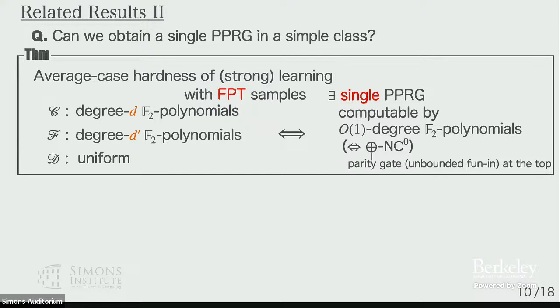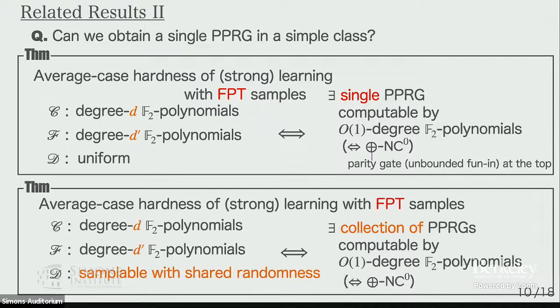And we consider the uniform example distribution. We can also show that if we change this uniform example distribution to a general samplable distribution with shared randomness, then we can characterize the existence of a collection of PRGs computable in the same class. So in other words, we can characterize the difference between a single PRG and a collection of PRGs in the class parity NC0 by using the difference between the generality of the example distribution in the hardness part: the uniform distribution or a samplable distribution with shared randomness.